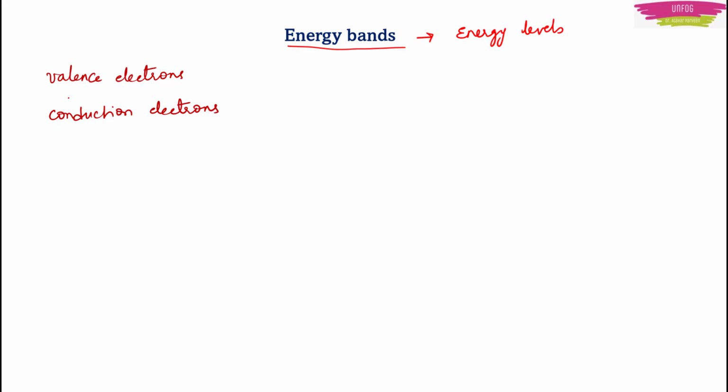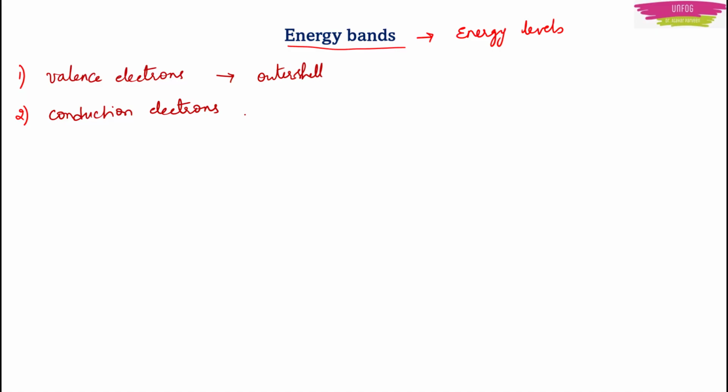Now, there are two types of electrons, we know it. They are valence electrons and conduction electrons. Now, what are valence electrons? Valence electrons are those electrons which are in the outermost shell of an atom.